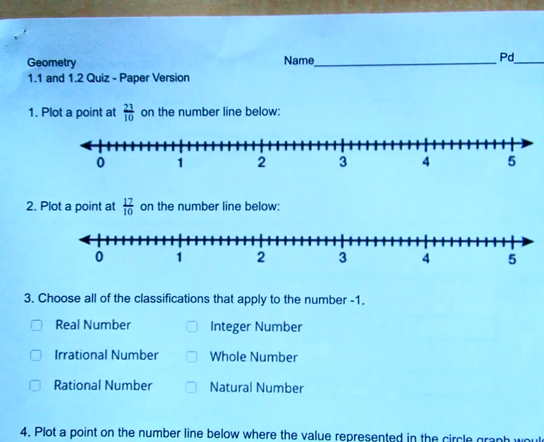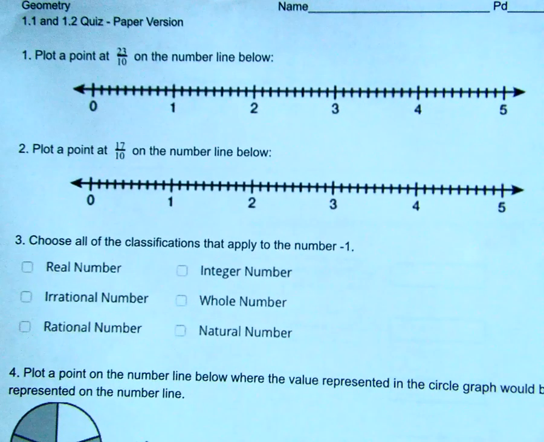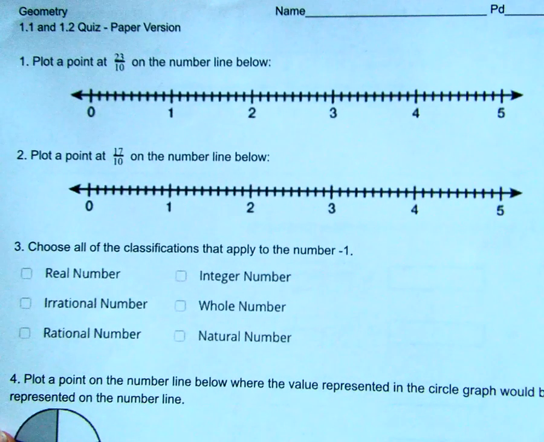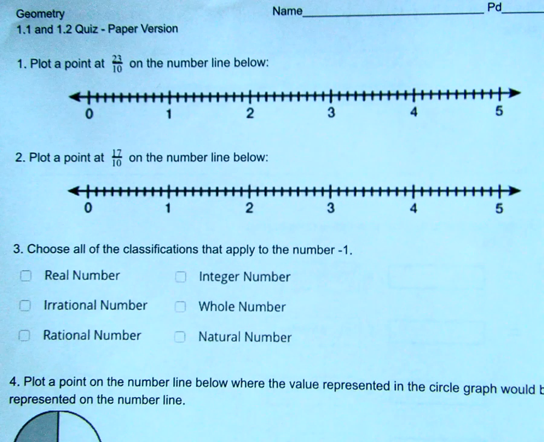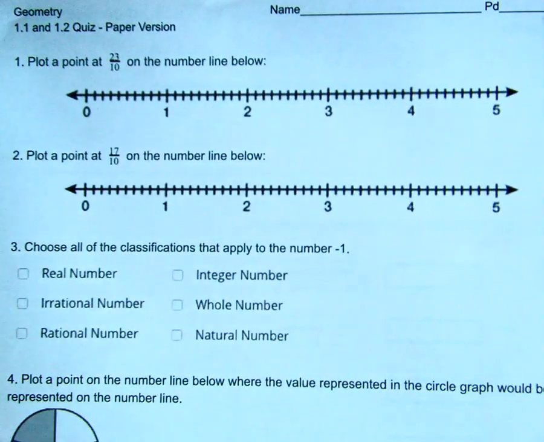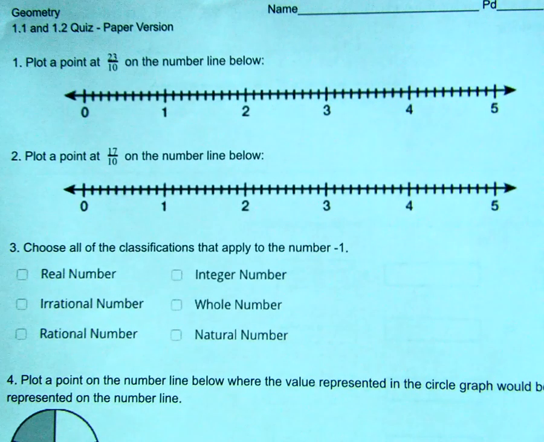Okay, we're looking at the 1.1, 1.2 quiz that we took today, August 13th. A lot of you took it on the computer, so this is a paper version of that, so I can kind of talk through it here. It begins by asking you to plot a couple of numbers on a number line that I have already given you some fractions in between.